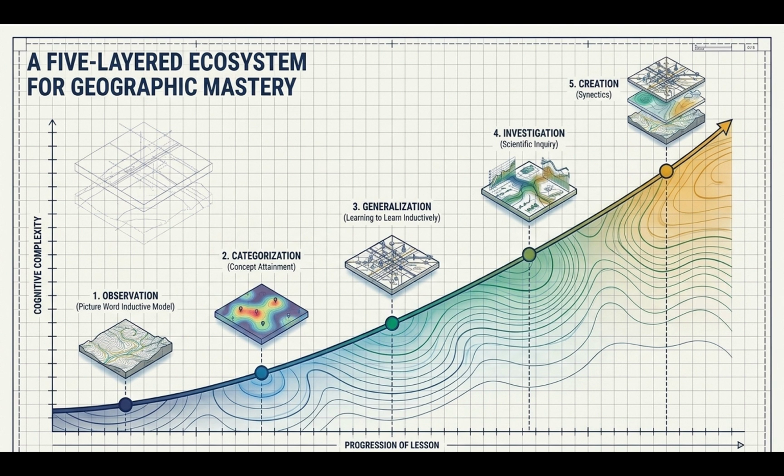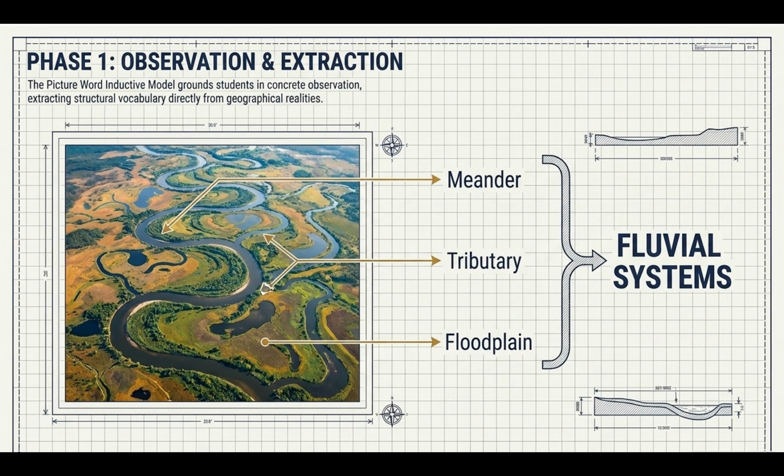I will now explain each phase, beginning with observation and vocabulary extractions. The first phase uses the picture word inductive model. In this phase, students observe a photograph, map, satellite image, diagram or geographical landscape. They identify visible objects and connect them with appropriate geographical vocabulary.